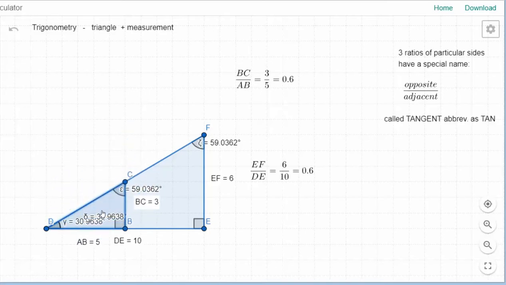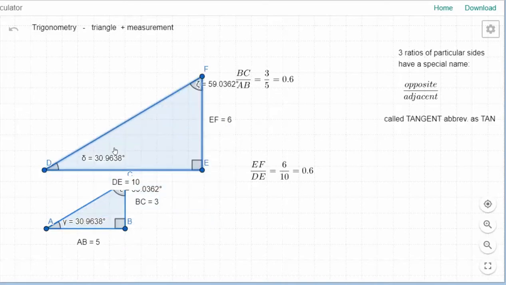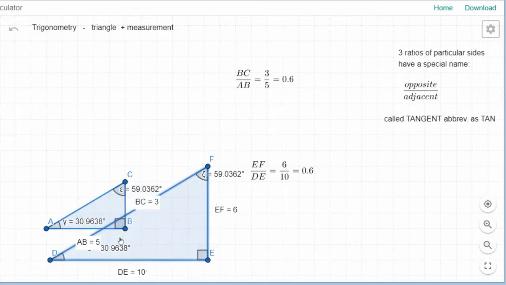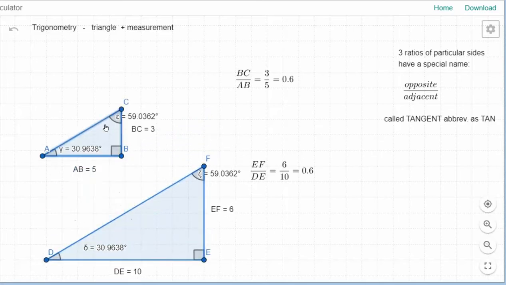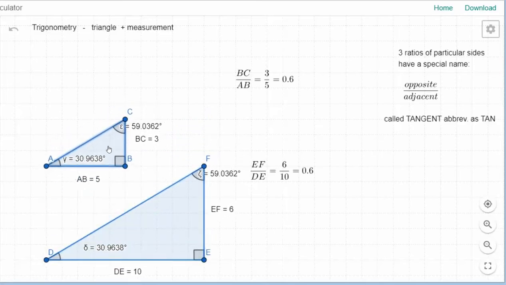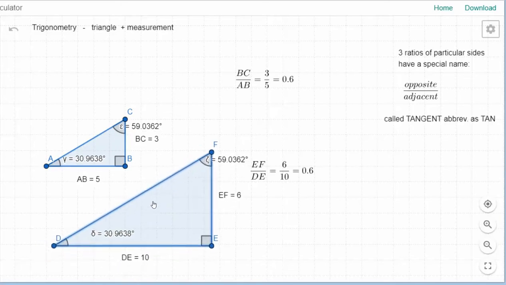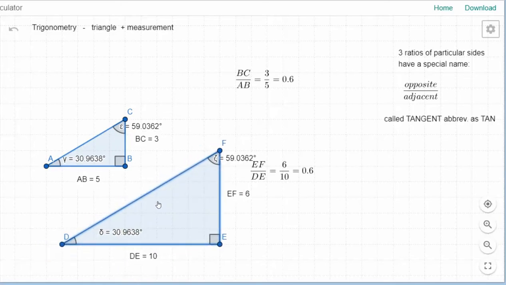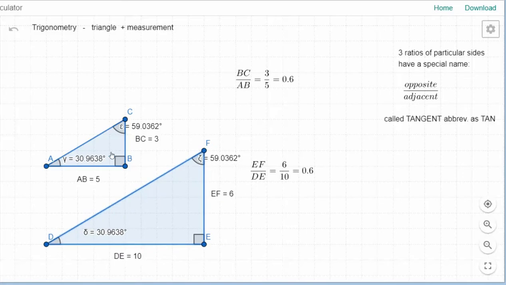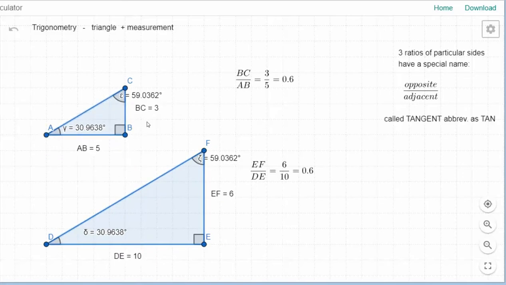They're exactly the same, and that means the angles in the top corner is also the same, and they both have a right angle. So the three angles are exactly the same. All the pairs of angles, 3 pairs of angles are the same. So we call them similar triangles. And what that means is the ratio of certain sides will always be the same.